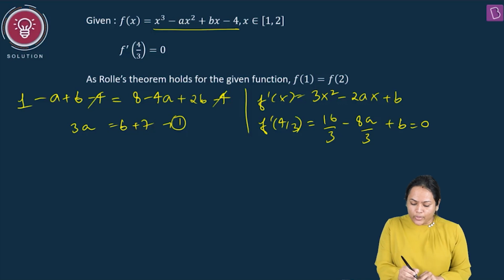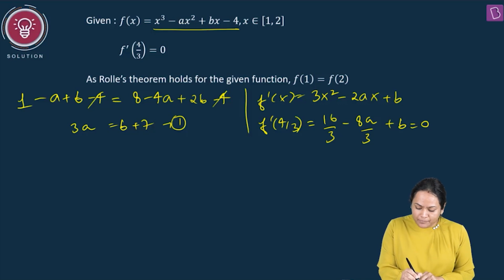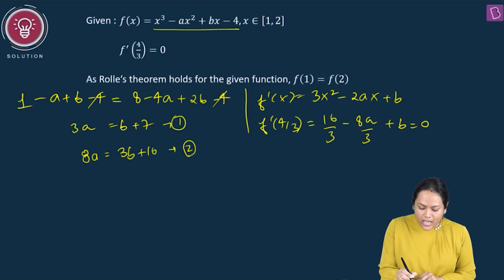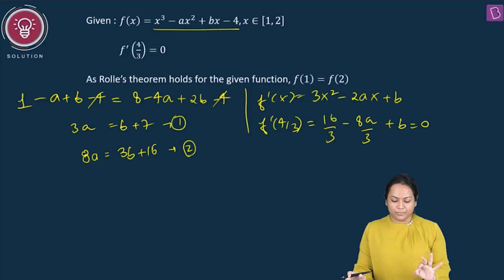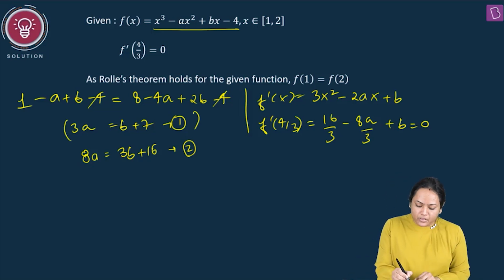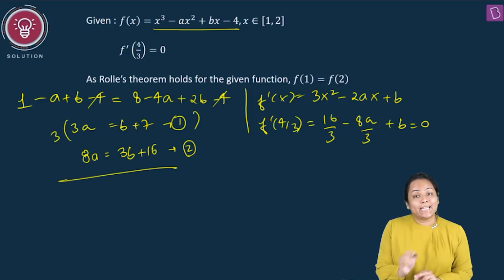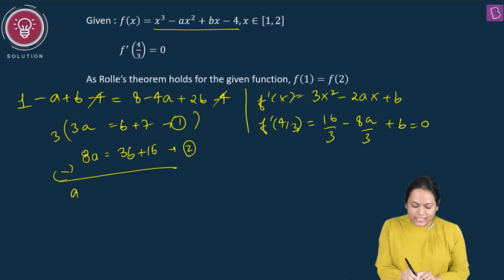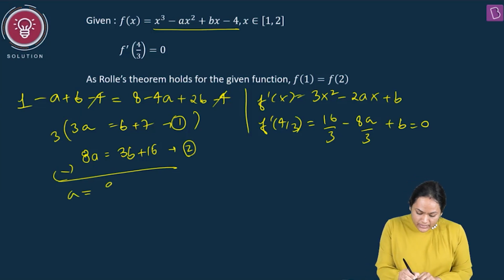So my second equation is going to come out as 8a is equal to 3b plus 16. Now we have to just solve for a and b. So I'll multiply my first equation by 3 and directly subtract. So when I do that, I'm going to get 9a minus 8a, which is a, is equal to 21 minus 16, that is 5.